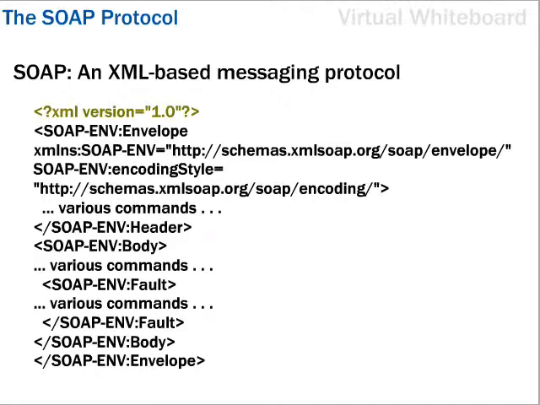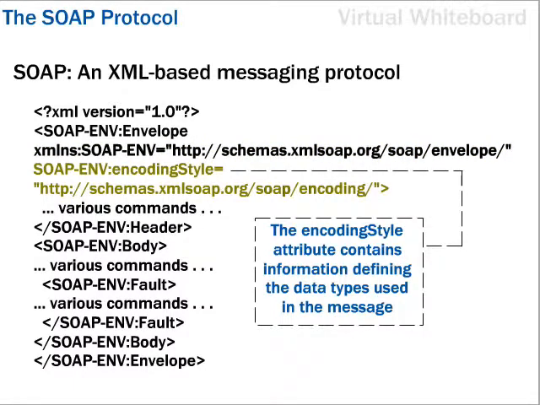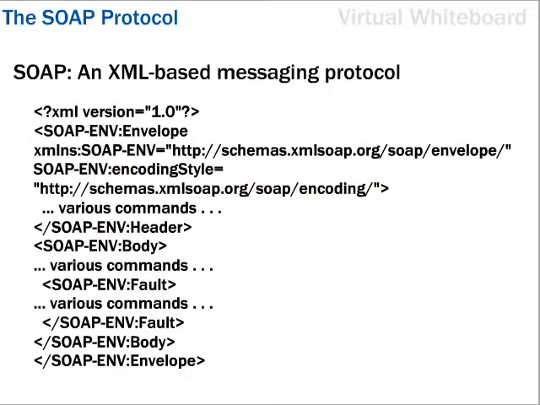Note that the SOAP request is an XML file which has as its root the envelope element. The first line of the envelope looks like this. This line declares the XMLNS:SOAP namespace, which must always have this value. The encoding style attribute contains information defining the data types used in the message.